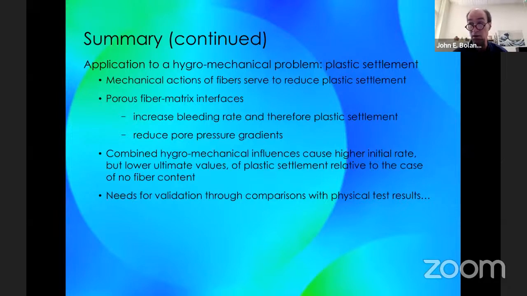We're interested in modeling cracking at those early ages. And all of that work has to be validated through comparisons with physical test results.